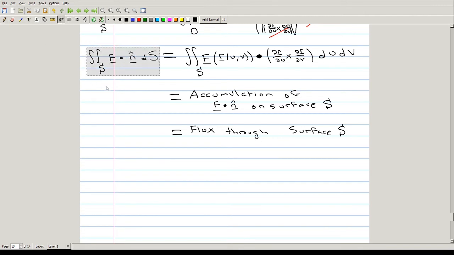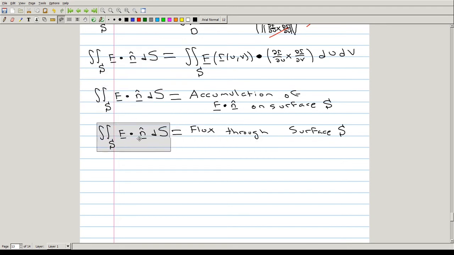Because intuitively speaking, this is the net accumulation of this vector field normal to the surface. And sometimes we denote flux by capital phi sub S, just to simplify things and make things look a little bit nicer. But this is exactly what we're getting when we evaluate this integral.